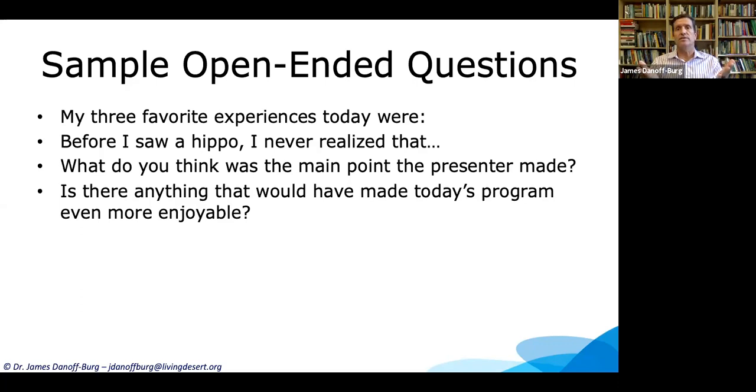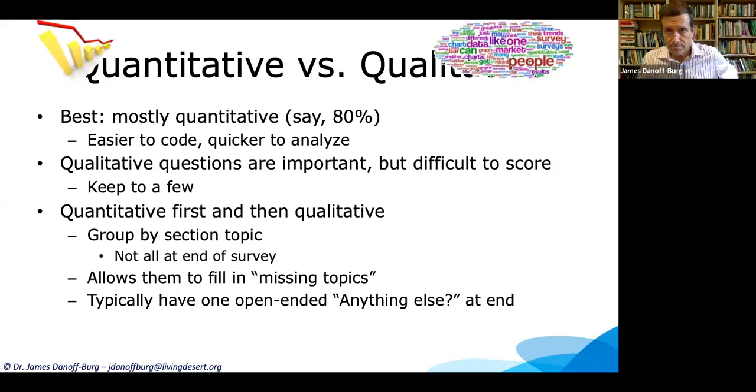And this is what we're trying to do with our semi-structured surveys. So we want to create a few of these open-ended or qualitative questions. Before we get to the actual creation of those, let's talk about the relative ratio.